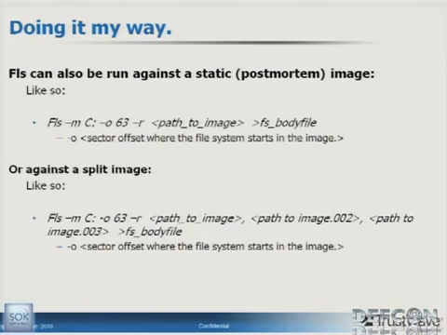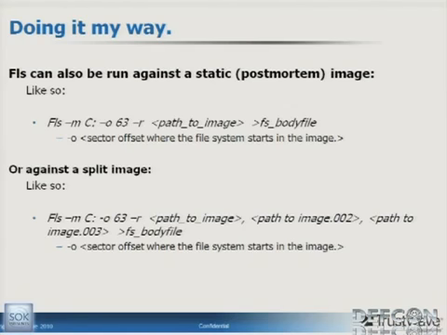So there's your path to image, and that could be, you know, on a USB drive or on your local drive or wherever your evidence sits. And then again, just spit it out to the body file. That sector offset can be found with the mmls tool, which is also free and part of the Sleuth Kit. Very, very easy to use.